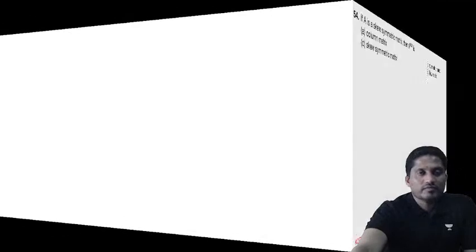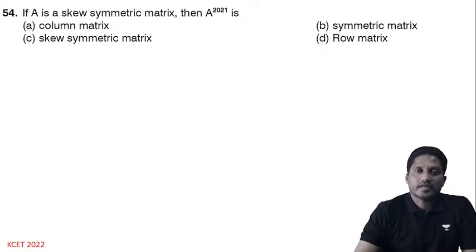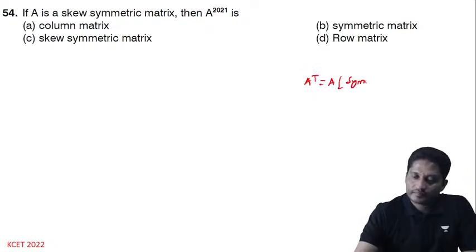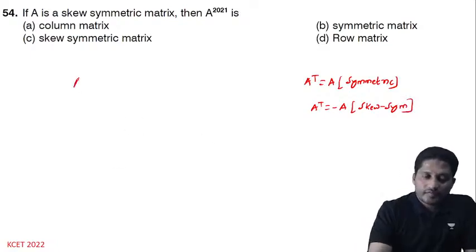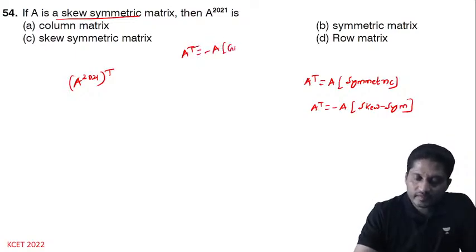Okay, question number 54. If A is a skew symmetric matrix, what is A power 2021? A matrix which is equal to its own transpose, then it is called symmetric. And a matrix which is equal to negative of its own transpose, that is called skew symmetric. Right? Now, if I take A power 2021 whole transpose, according to the question, A is skew symmetric. A transpose is equal to minus A. This is given. Let me write.